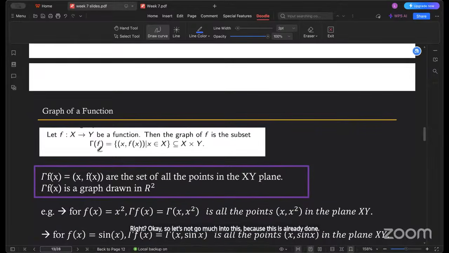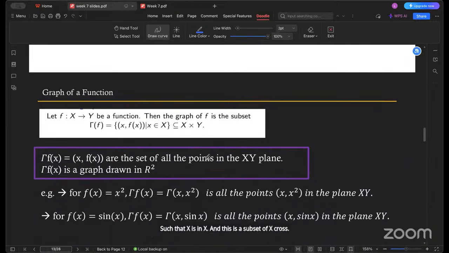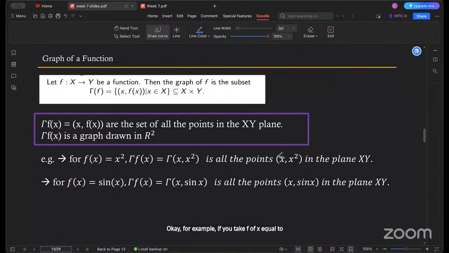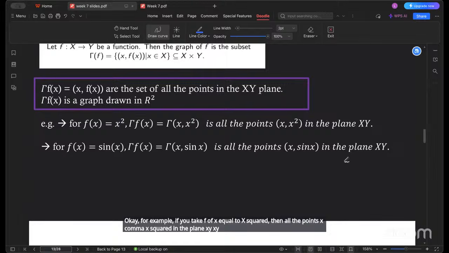So the definition of graph of a function goes in this way. Graph of a function is the set of all (x, f(x)) such that x is in X. And this is a subset of X cross Y. So we are just looking at all such points in R2, that is a plane. So we see that graph is given by this. For example, if you take f(x) equal to x squared, then all the points (x, x squared) in the plane xy, that is your graph.